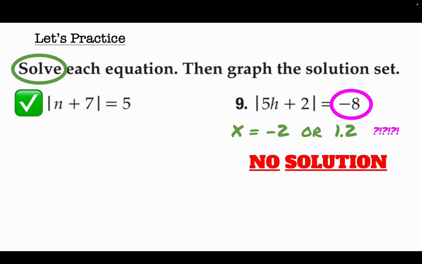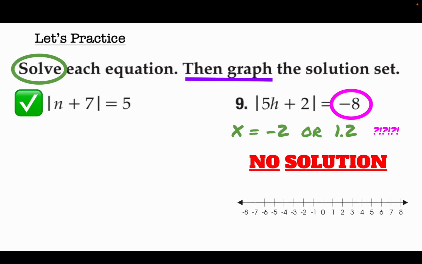Sometimes there's no solution. If I had to graph the solution set, it's pretty easy because there it is. I graphed the solution set. It's no numbers. It's an empty set, right? So sometimes watch out for that little trick. But when you notice that trick, yay for you. You can just write no solution and move on to the next problem.